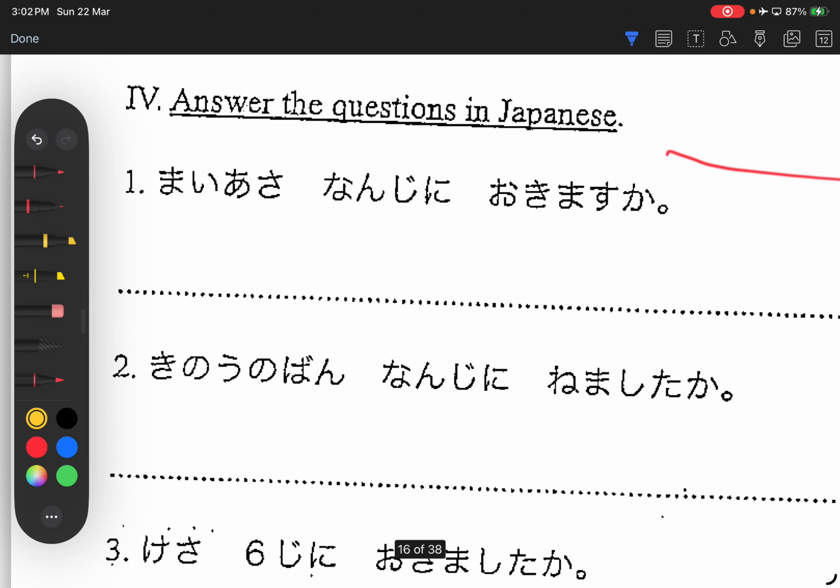So answer in Japanese. Number 1. 毎朝何時に起きますか? 私は毎朝9時に起きます。Very good. This is an open-ended question, so your answer may vary. So 私は朝9時に起きます。So she says she wakes up at 9 in the morning.